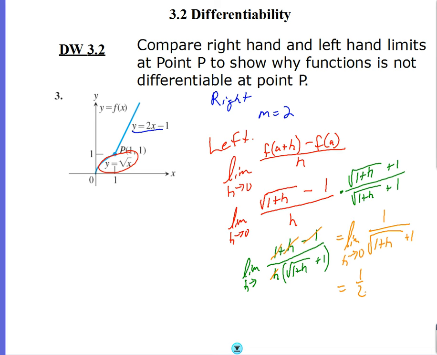Because I've done that, what I've shown is that my left-hand slope is 1/2. My right-hand slope is 2. It's not differentiable. So there's my proof of it, there's my reasoning. It's not differentiable at that point because the slopes from the left and the slopes from the right do not match. Let's see what's next.